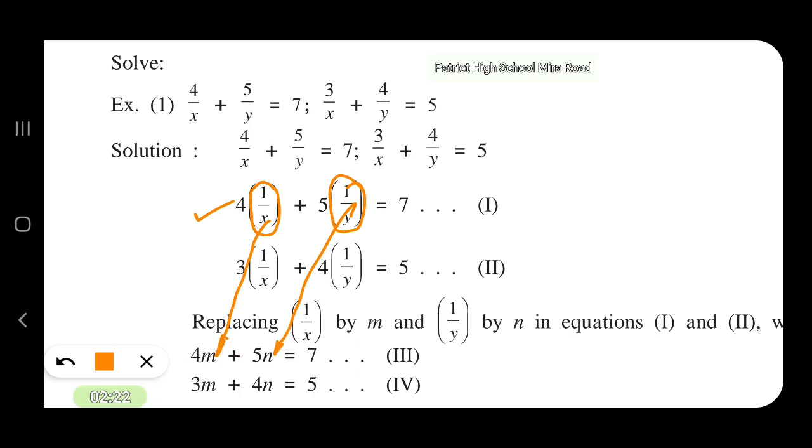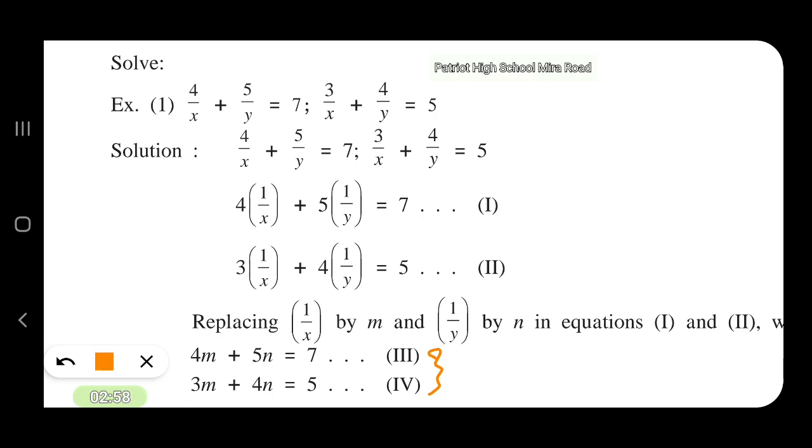So the new equation, you can read here itself, 4m plus 5n is equal to 7. Similarly, the second equation can be rewritten as 3m plus 4n is equal to 5. So these are your new equations: 4m plus 5n is equal to 7 and 3m plus 4n is equal to 5. Now, because of the space, I will try to solve the example here itself.